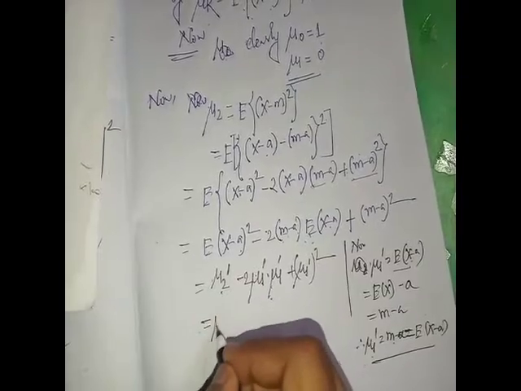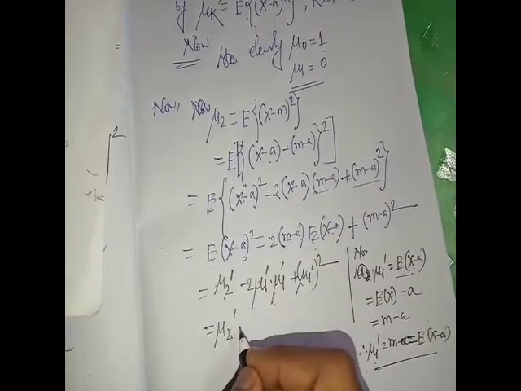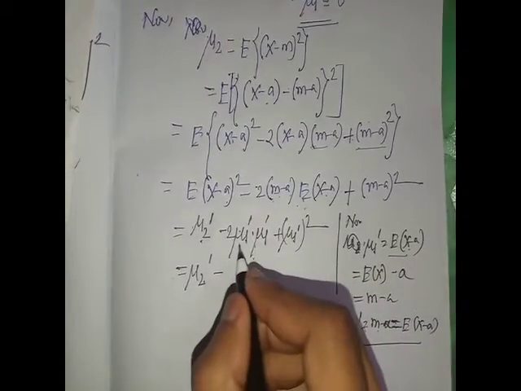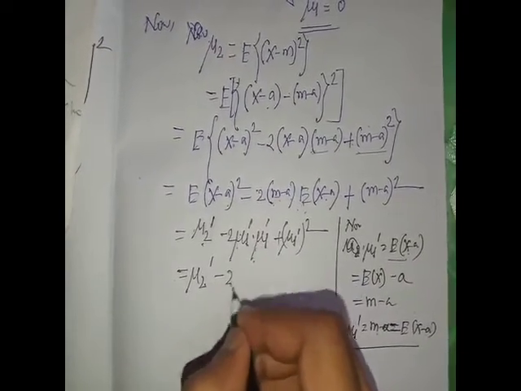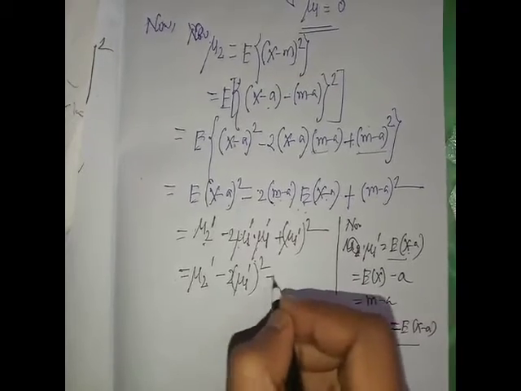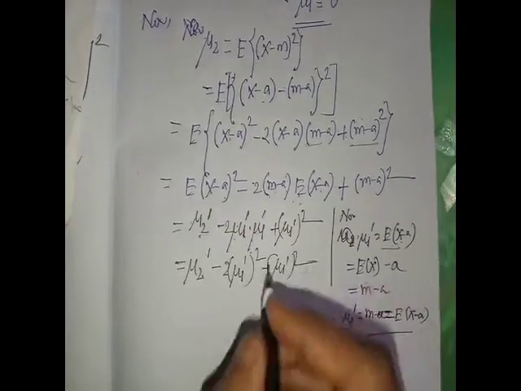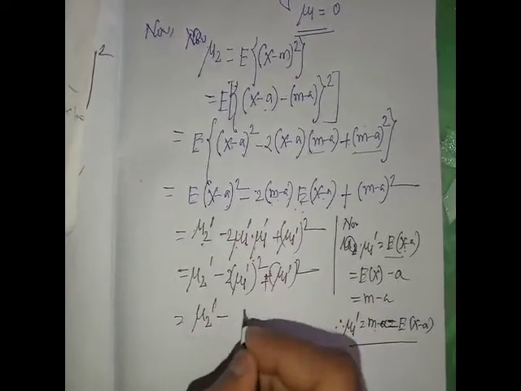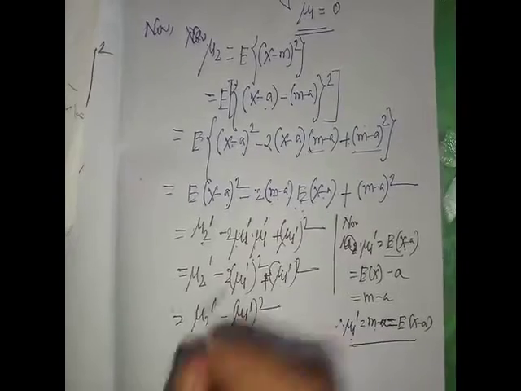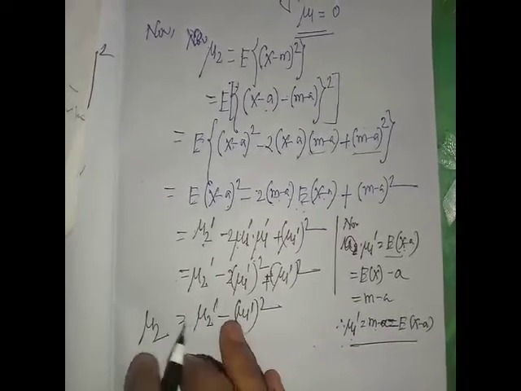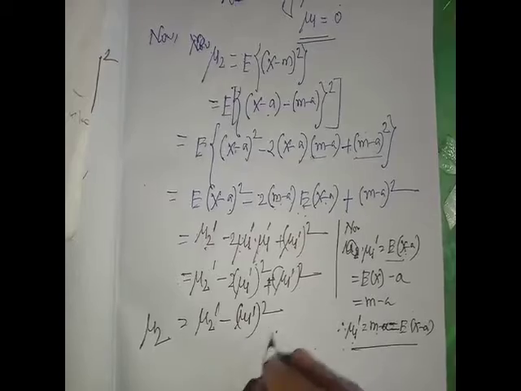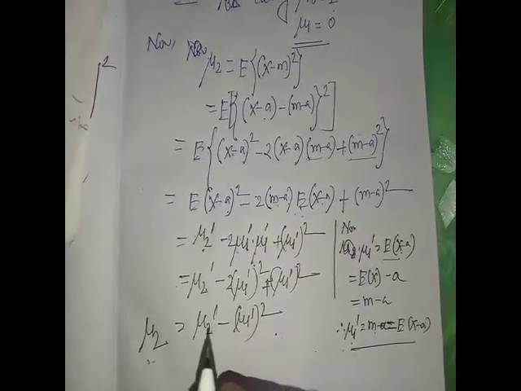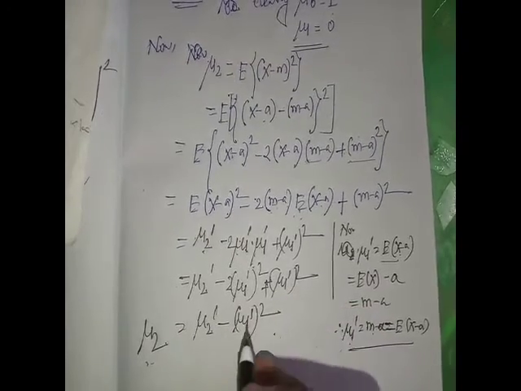So after calculation, mu 2 dash minus this mu 1 dash into mu 1 dash means 2 mu 1 dash square plus mu 1 dash square. So after calculation, mu 2 dash minus mu 1 dash whole square. Hence mu 2 equals mu 2 dash minus mu 1 dash whole square. This is the relation between the second order central moment and the second order moment about a fixed point A.